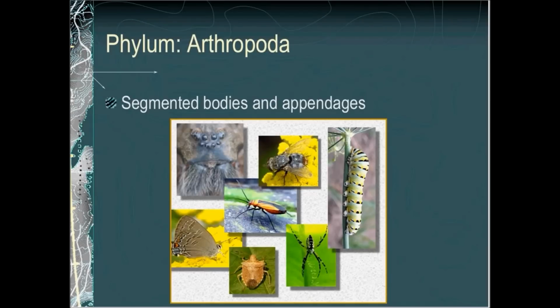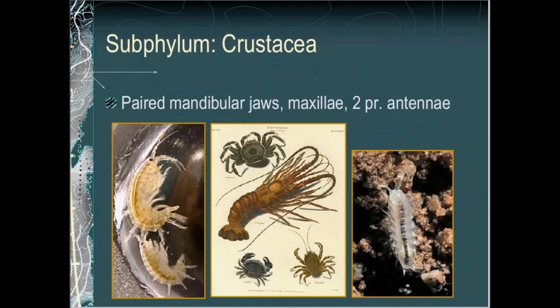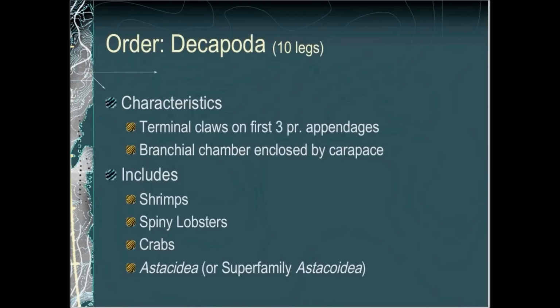So they're all in the phylum Arthropods, which is the same as the insects, but again, that's kind of where the similarity ends. They're all crustaceans, which means they've all got paired mandibular jaws, maxilla, and 2 pair of antennae. This includes things like sow-bugs and scuds and shrimp, crabs, crayfish, lobsters. And then they are all decapods, which means that they've got 10 legs. And that's a pretty key characteristic to get down to this group of organisms.